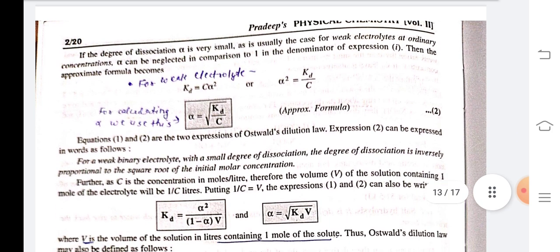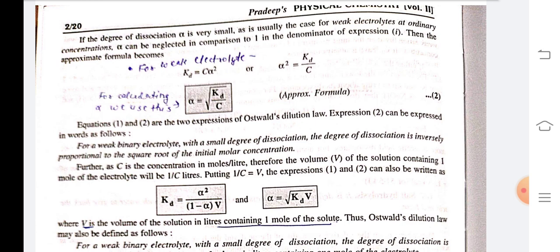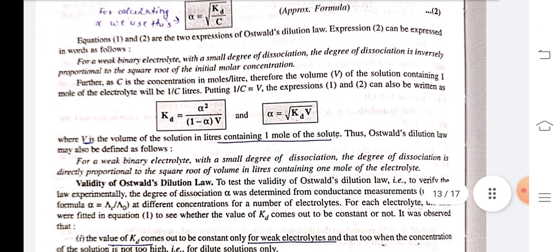If degree of dissociation alpha is very small, as is actually the case of weak electrolytes at ordinary conditions, alpha can be neglected in comparison to 1 in the denominator of expression 1. Then the approximate formula becomes Kd is equal to C alpha square, or alpha square is equal to Kd by C, or alpha is equal to square root of Kd by C. Equation 1 and 2 are two expressions of Ostwald's dilution law.